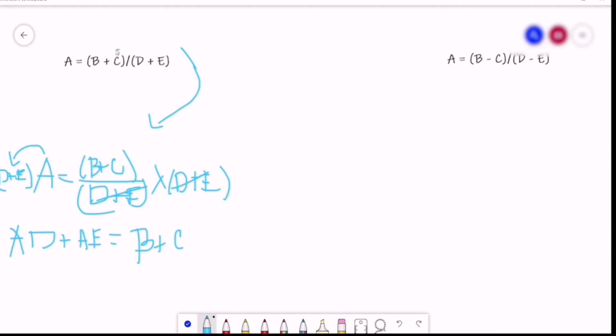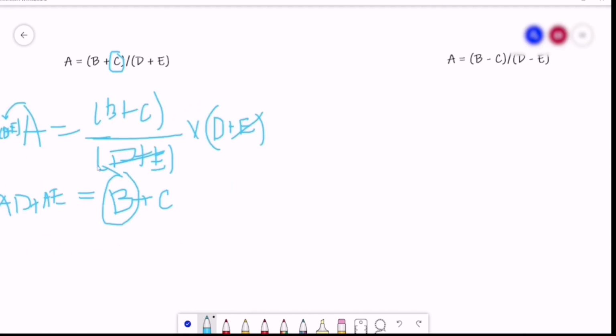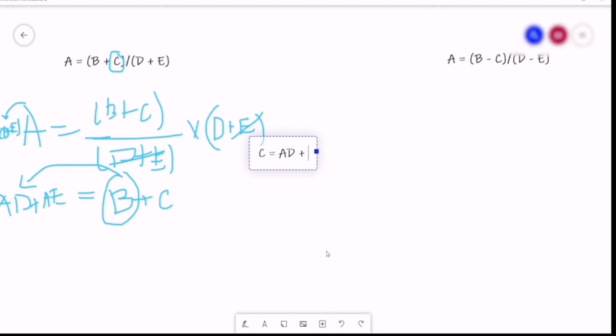Right, what we're actually doing here is to find c. So all we have to do then is to move b towards the left side of the formula, causing it to become c equals ad plus ae minus b.